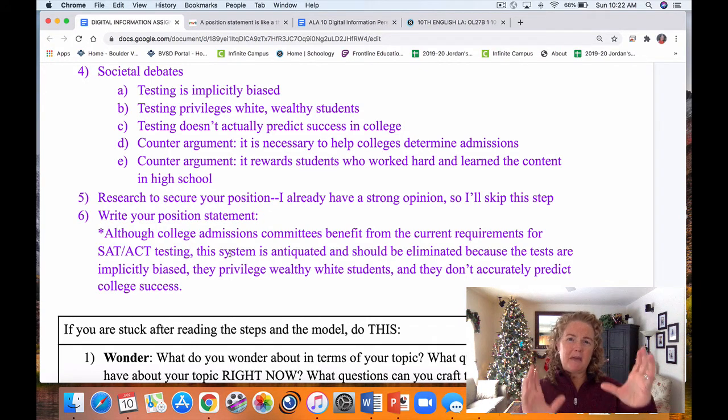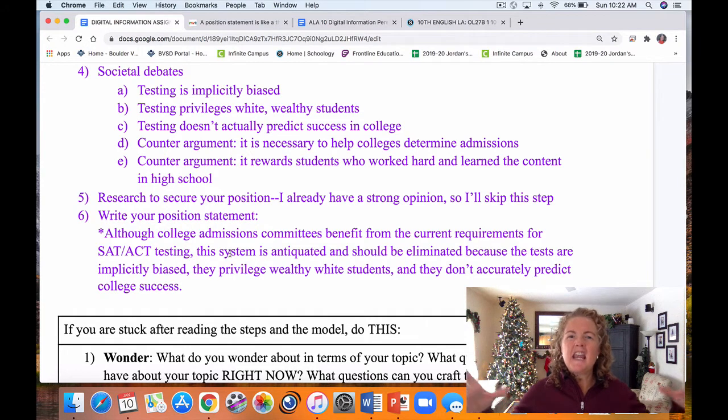So these are the debates that I'm figuring out as I do a couple of Google searches and try to read a little bit laterally, not deeply, just to get the sense of what this argument is. Okay, and that's number 5, where I'm just researching to secure my position. I have a strong opinion already, so I'm not going to write that stuff down. I'm going to skip that step here, but you're welcome to write stuff down as you determine.